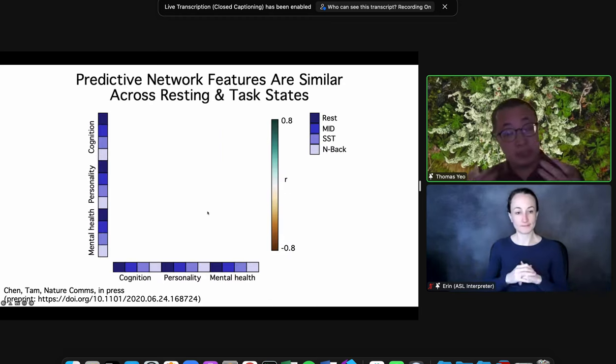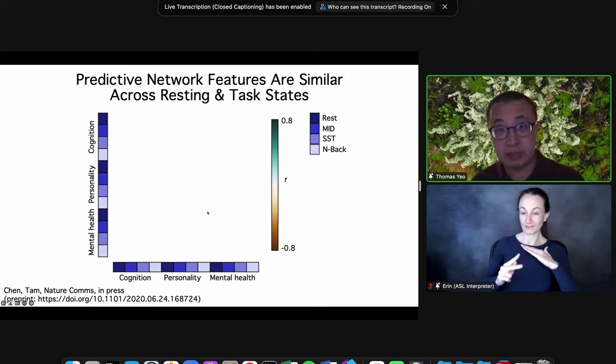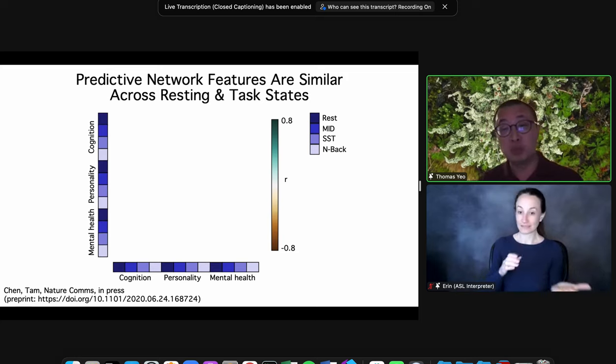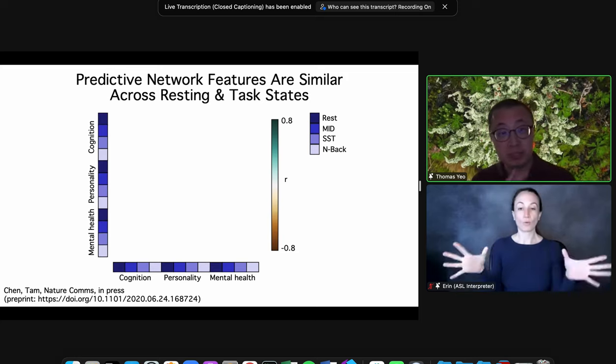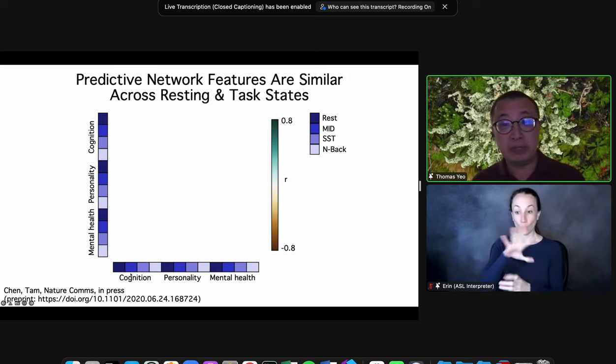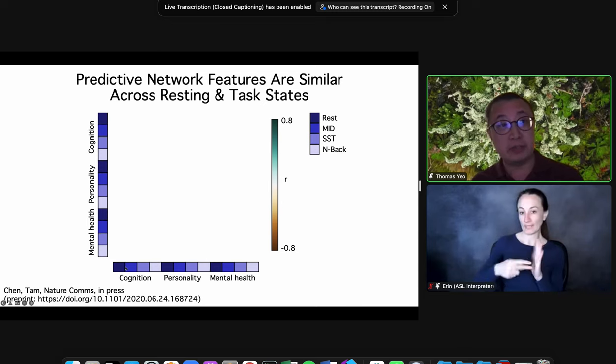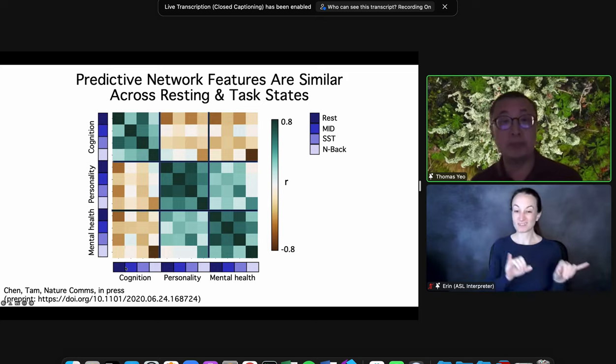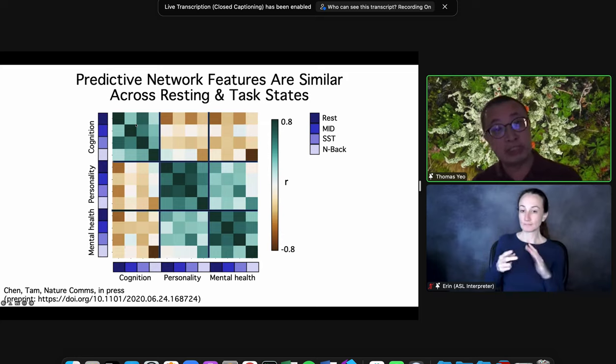Next, we want to find out if predictive neural features are similar across resting and task state. As I've shown you, the predictive neural features are similar within a behavioral domain. So we average the predictive neural features within each domain, right? So we end up with three domains: cognition, personality, and mental health. And for each domain, the different shades of blue indicate the resting and three task states. Here's the similarity of predictive neural features across resting and task states. A green entry in this matrix means that the predictive neural features are strongly correlated between two brain states.